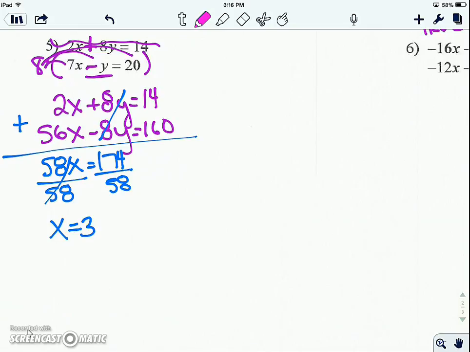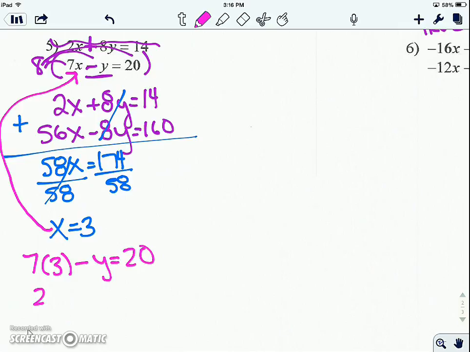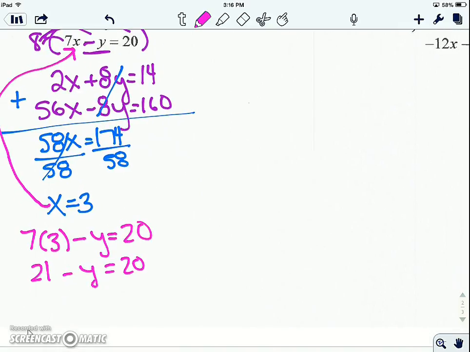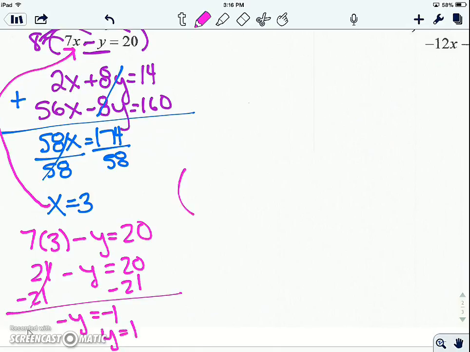So I'm going to put it back in to this original equation. 7 times 3 minus y equals 20. That is 21 minus y equals 20. Minus 21. Negative y equals negative 1. So y equals 1, which means my solution is x is 3, y is 1.